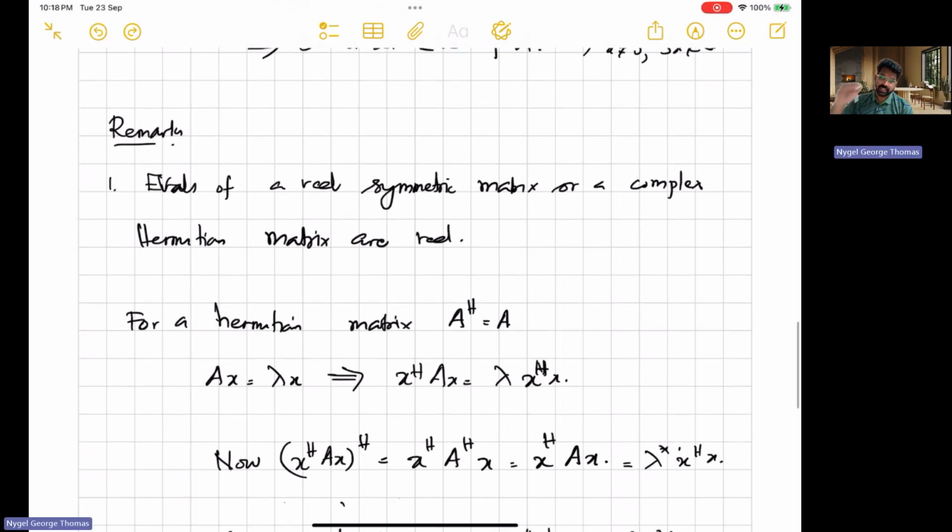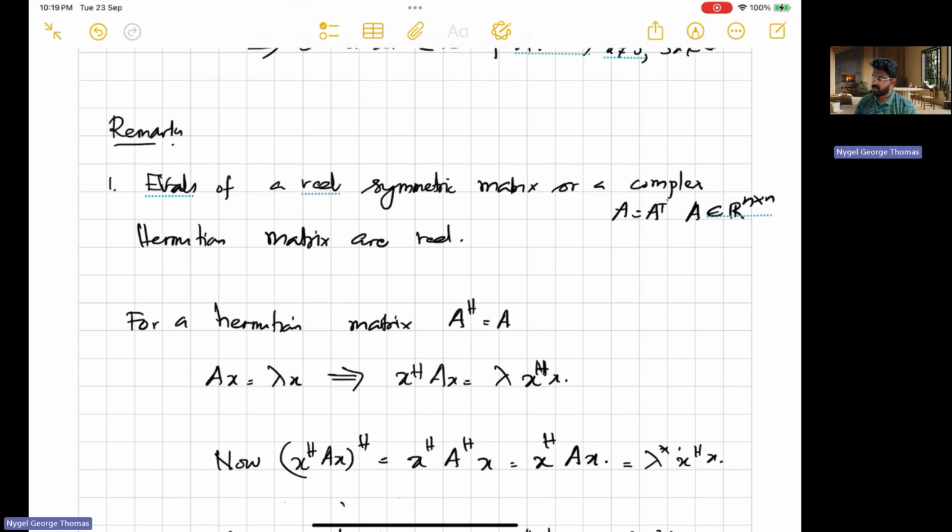Now let's look at another result, which is actually important. What this says is the eigenvalues of a real symmetric matrix or a complex Hermitian matrix are real. So what is a real symmetric matrix? A real symmetric matrix means A is equal to A transpose, where A belongs to R^(n×n).